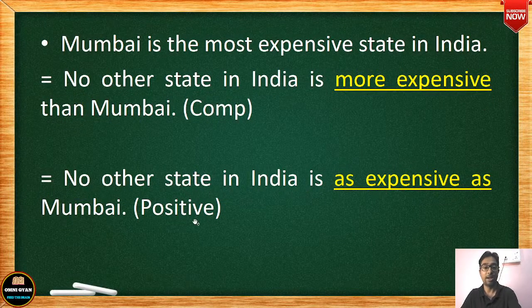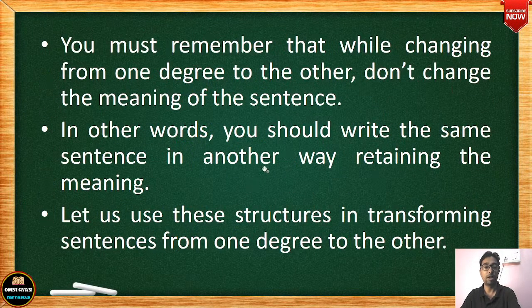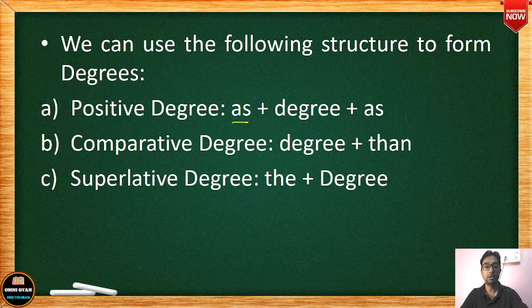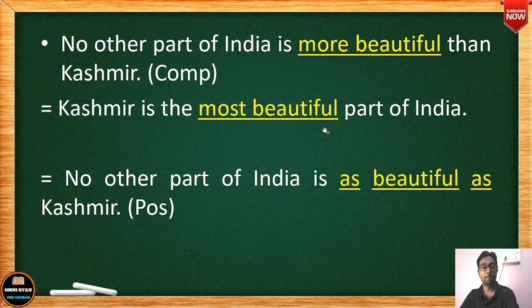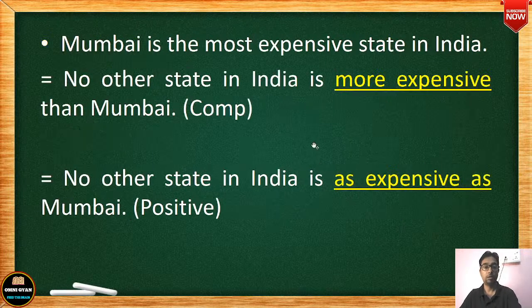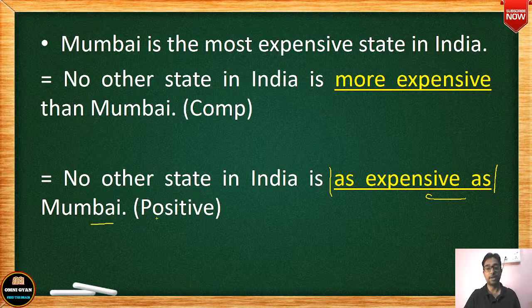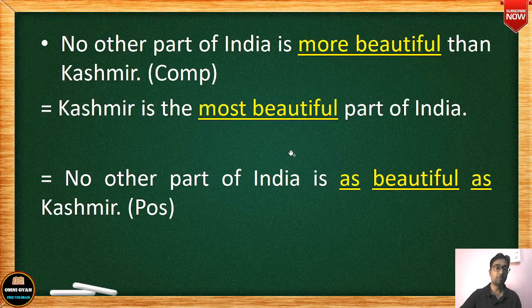Again, let me take you back. If you have to change it into positive degree, what will you do? As degree as for positive degree. See how simple it is. Alright. So as degree as Mumbai. So no other state in India is as expensive as Mumbai. Let us see some other examples.